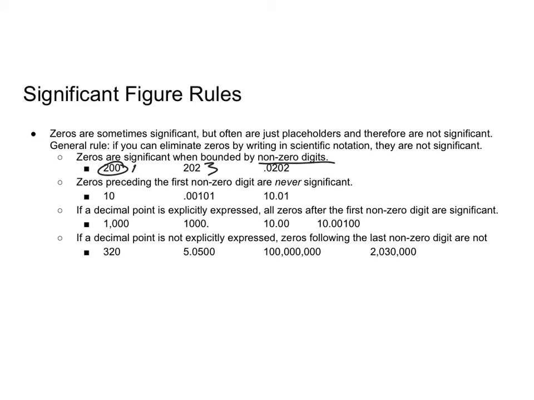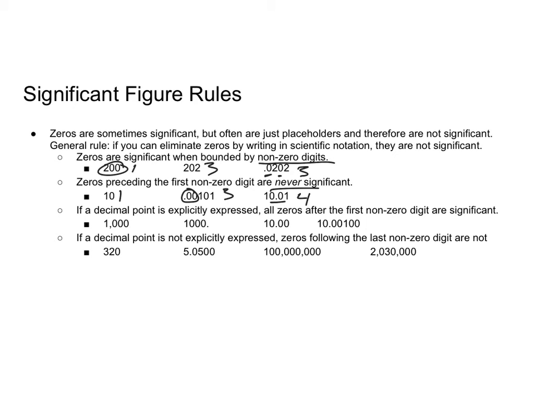Right here, that's 3 sig figs. Here, this first one is not bounded. The second one is. That's 3 sig figs. Zeros before the first non-zero are never significant. So 1 sig fig. These 2 zeros right here, not significant. 3 sig figs. These 2 zeros are in between numbers, so that is 4 sig figs.